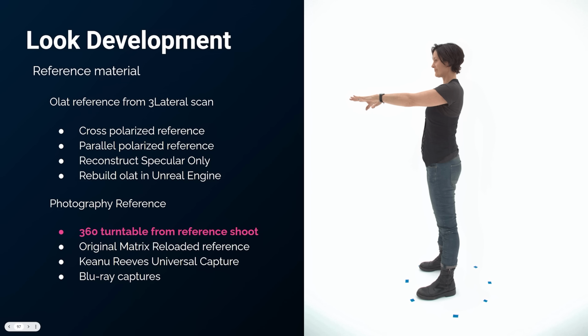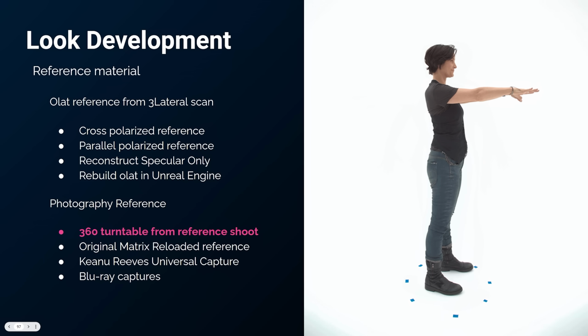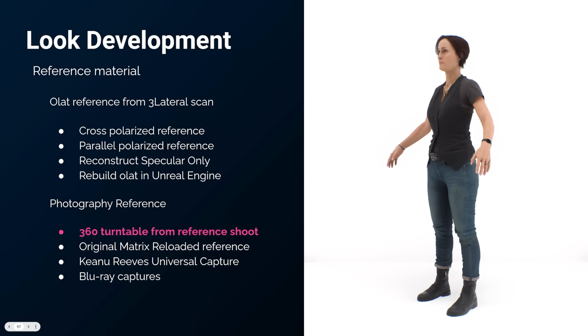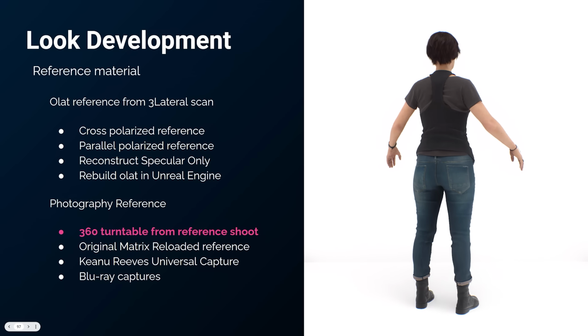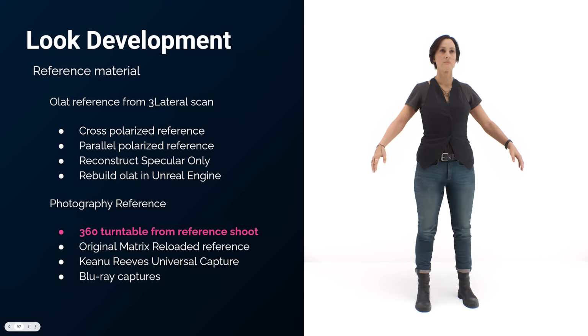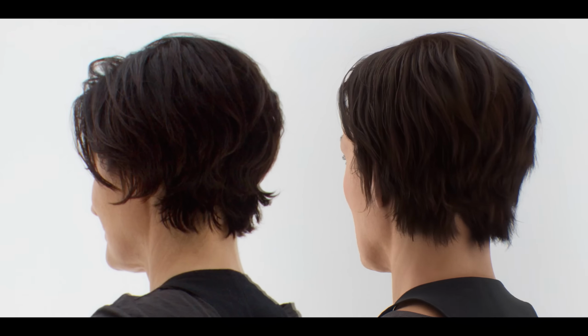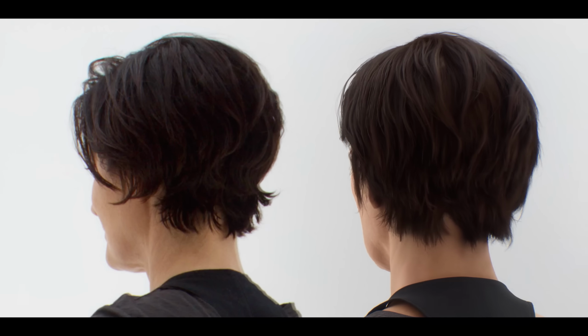Shown here is the photography reference of Carrie Ann Moss in 360 turntable form. Her clothing and even the very small details of her jewelry were also scanned and recreated inside of Unreal Engine. This is a close-up comparison with our digital double on the right and the photography reference on the left. As you could see, these reference images were also very helpful with matching her hair in our groom process.